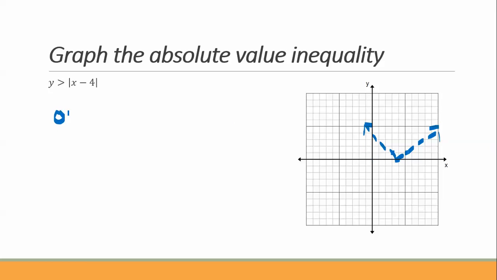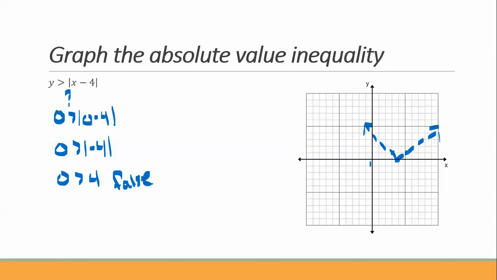So 0 is bigger than the absolute value of 0 minus 4. 0 is bigger than the absolute value of negative 4. This is our question: 0 is bigger than positive 4? That's false. Here's 0, 0, so we're going to shade opposite of where that is. So we're going to shade inside our absolute value instead.